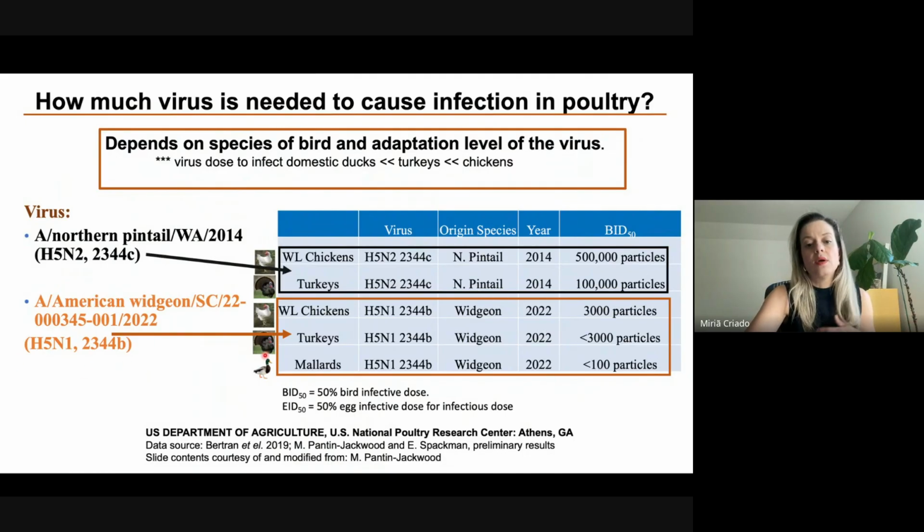What they saw, basically, on this table, is that before, with the H5s that circulated in chickens, you needed something like 100,000 particles to infect a chicken. And turkeys, which are really susceptible, we had to have at least 100,000 particles to infect. But with the recent viruses circulating now, they have seen in some studies that you need only 3,000 particles to infect a chicken, and less than 3,000 particles to infect a turkey. And what is really concerning and alarming is mallards: they needed less than 100 virus particles to get infected.